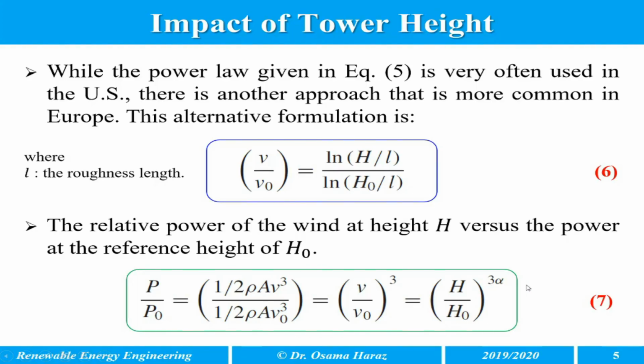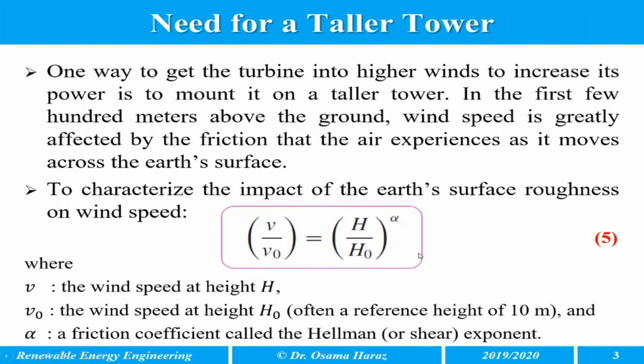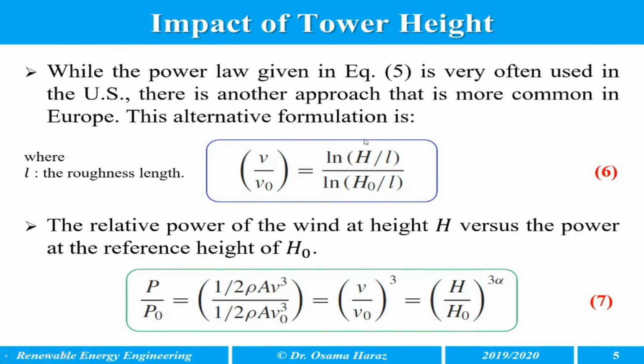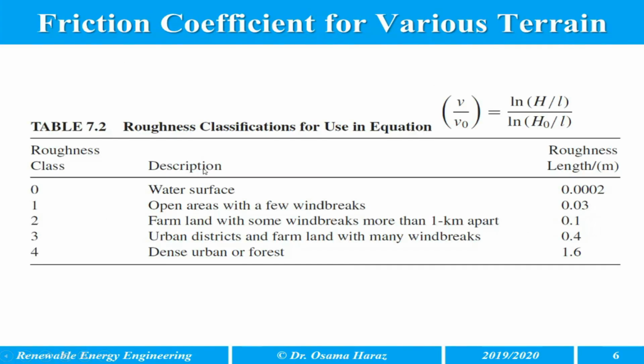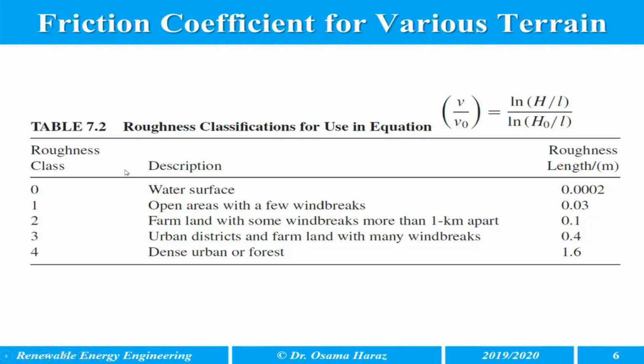So if you are in the United States, you have to use this formula. If you are in Europe, you have to use this formula. And then you can calculate the relative power of the wind at height H versus the power at the reference height H naught from this formula. This table shows, according to Europe, the roughness length L for different terrain.